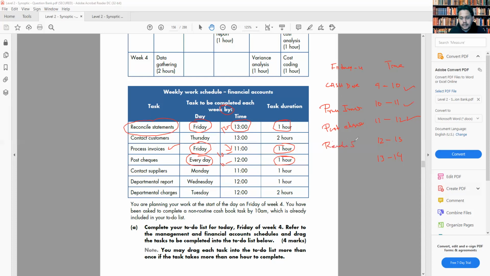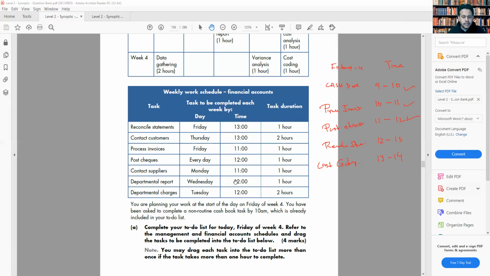And the last 1 hour, I have nothing here for the finance, but I can see on week number 4, for the management, I have 1 hour cost coding. So I said, okay, the last 1 hour I do cost coding. So that's how we can complete our to-do list. It's not very difficult just to identify what time we do what.